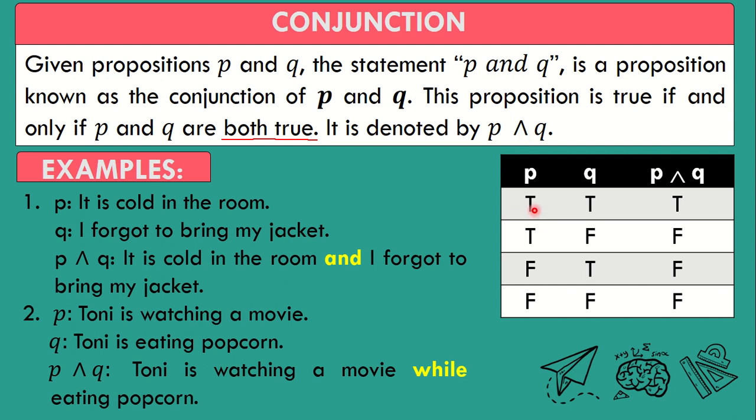The first case: if both simple propositions are true, then we can say that the conjunction of the two simple propositions is true. Then if we have P as true and Q as false, obviously that is false. And vice versa, if P is false and Q is true, that's still false. And if both are false, then that is false. Again, the requirement for the conjunction is that both should be true. Take note of this because later we're going to utilize this for the construction of the truth tables.